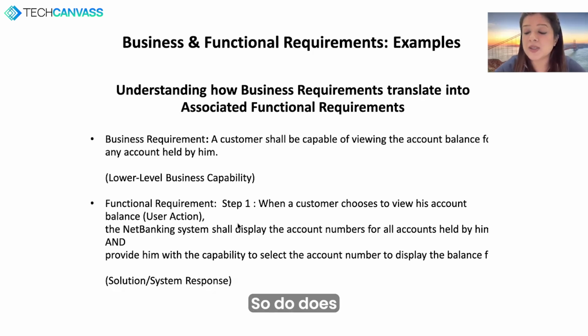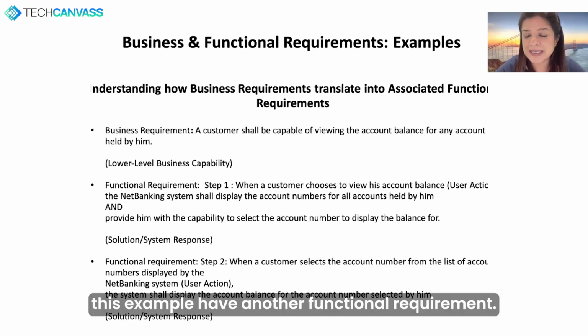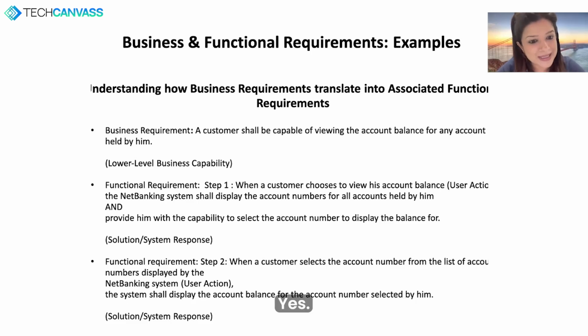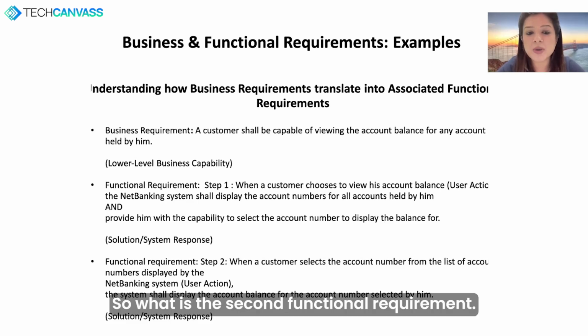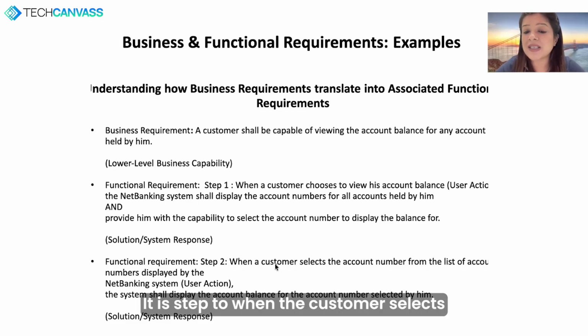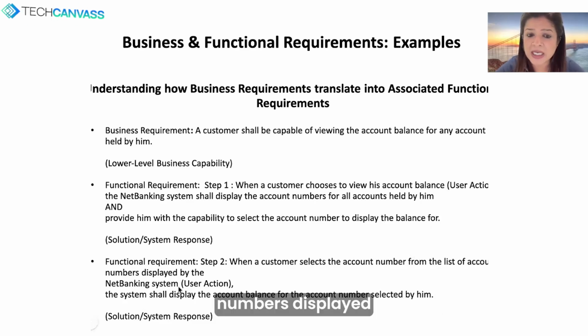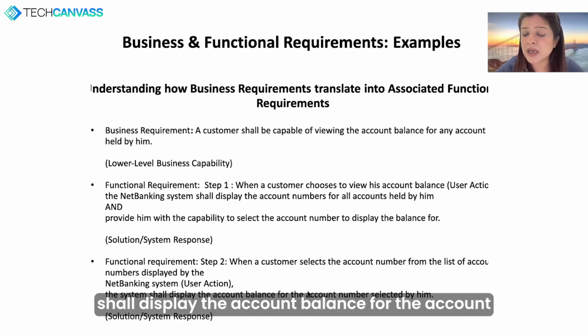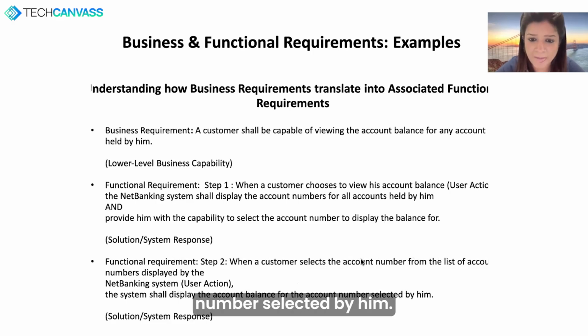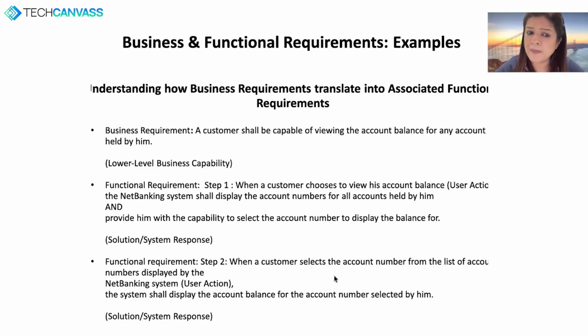Okay. So, does this example have another functional requirement? Yes. So, what is the second functional requirement? It is step 2. When the customer selects the account number from the list of account numbers displayed, the system shall display the account balance for the account number selected by him. Okay. So, basically, it is display the balance.